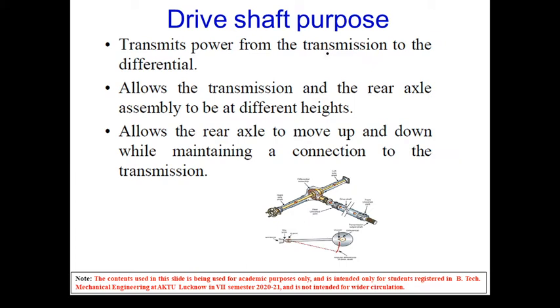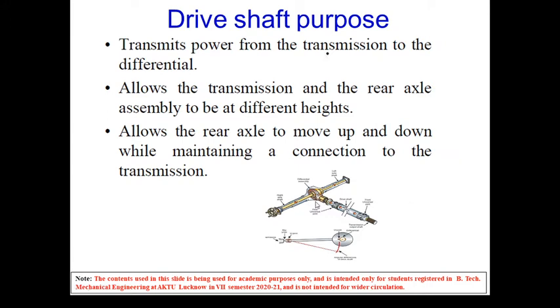The purpose of the drive shaft used in automobiles is to transmit power from the transmission line to the differential assembly and then to the rear axle. The drive shaft transmits the power from the gearbox to the differential assembly, and through the differential assembly we can transmit it to different wheels. This allows the transmission and the rear axle assembly to be at different heights. So this drive shaft is basically inclined.